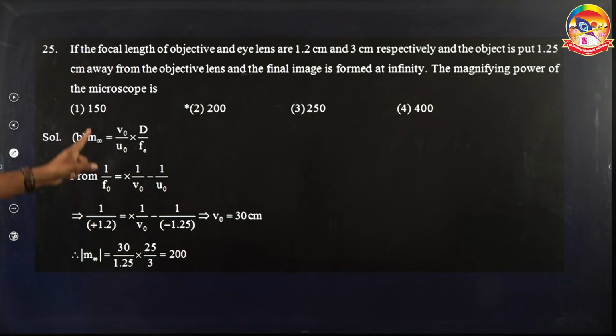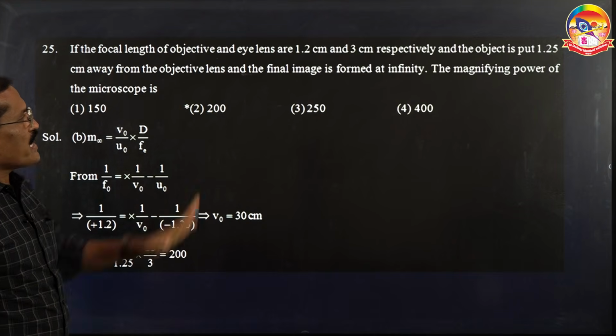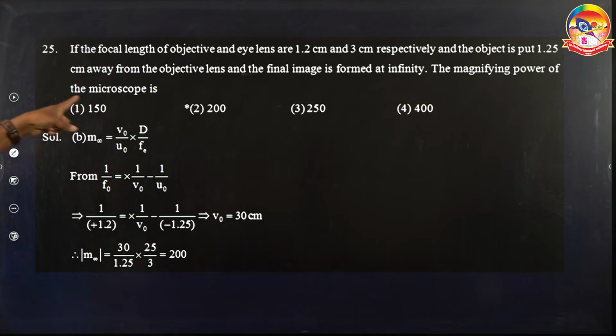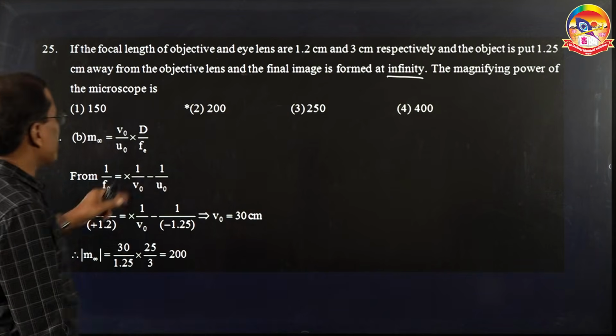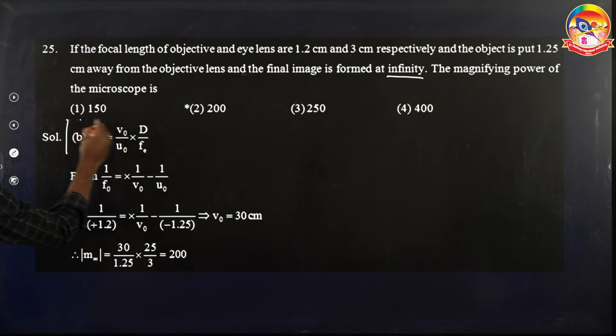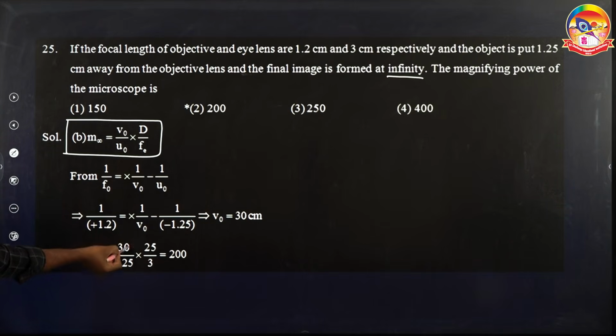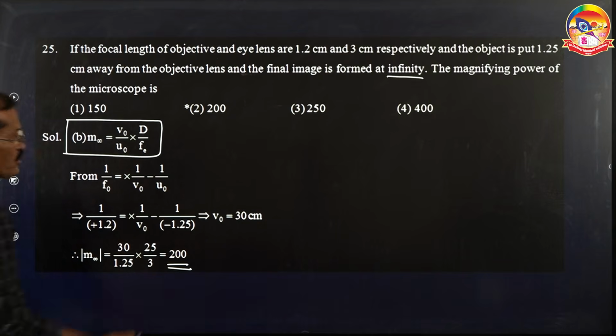See that the focal lengths of the objective lens and eyepiece are given. The object is placed 1.5 centimeters away from the objective lens. The final image is at infinity. We need the magnifying power of the compound microscope I gave you, with the image at infinity. It is directly substitution only. You can substitute, and the magnifying power is equal to 200.